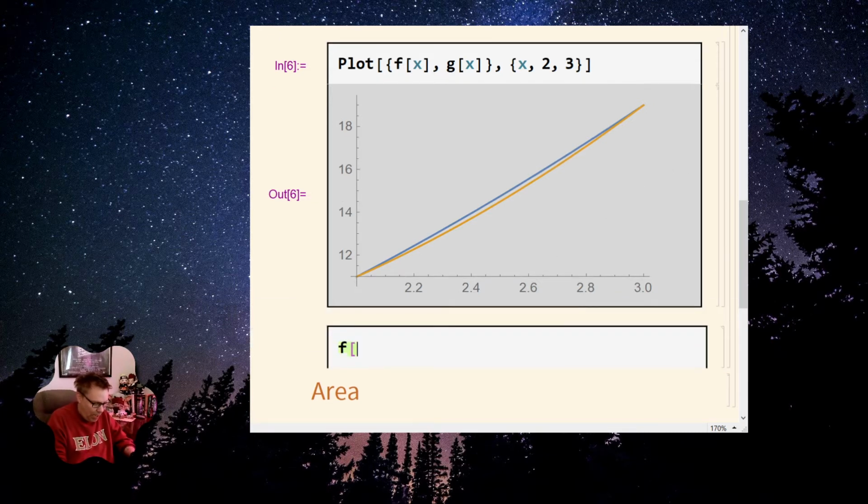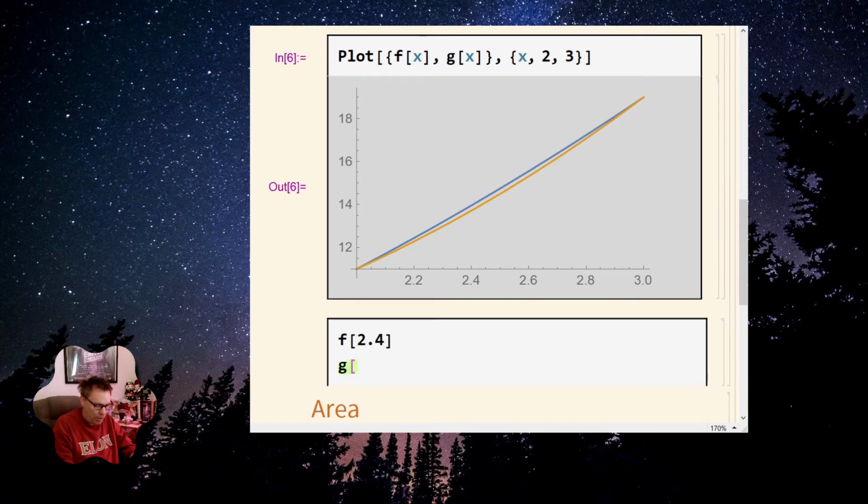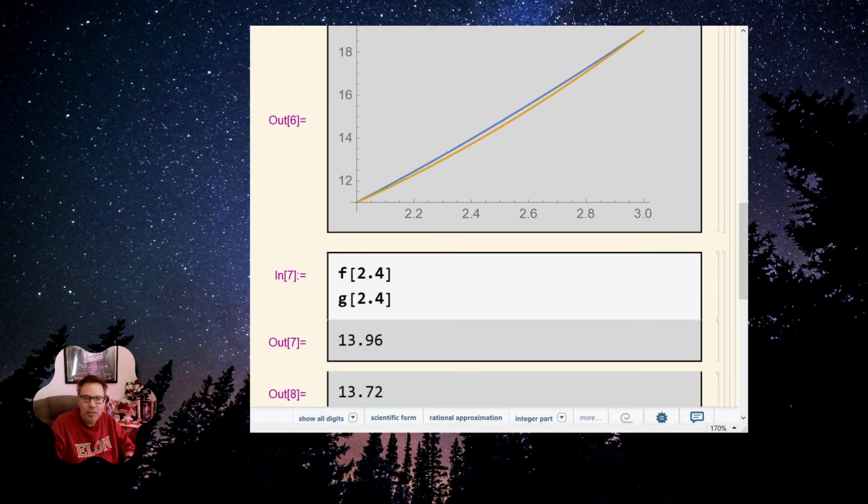I'm going to compute f of 2.4, and I'm also going to compute g of 2.4. 13.96 is bigger than 13.72. So that says the curve defined by f is on top.